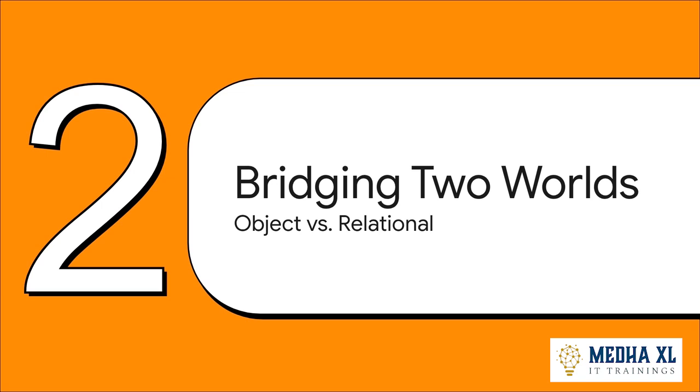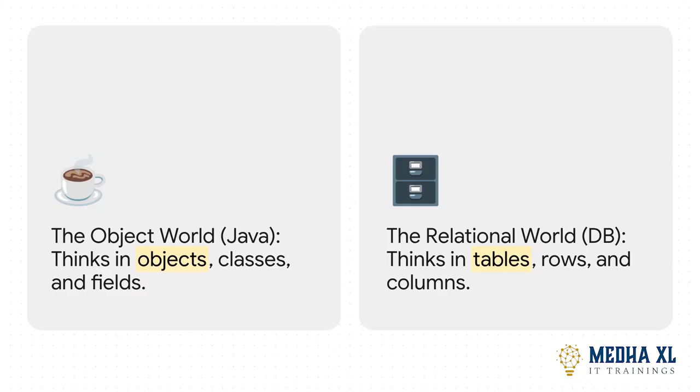Well, it's because we're basically trying to smash two fundamentally different worlds together, the world of our code and the world of our database. Think about it. On one side, you've got your Java code. It thinks in terms of objects, right? Classes, fields, methods. That's its language. But then you have the database, and it speaks a totally different language. It thinks in tables, rows, and columns. This mismatch, this is the root cause of all that complexity. They just don't speak the same language.